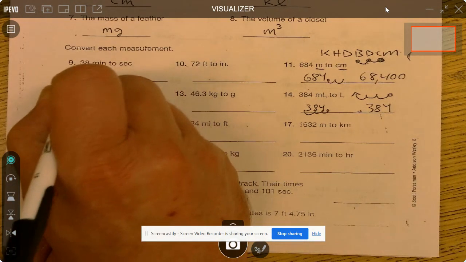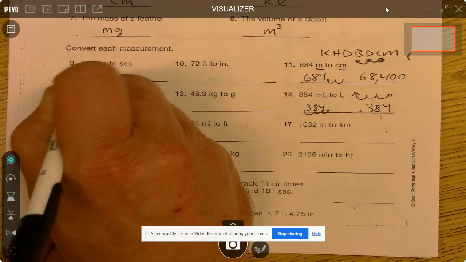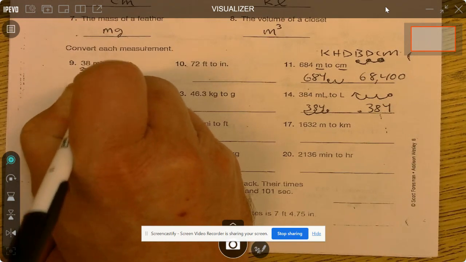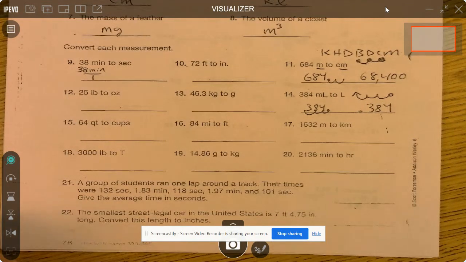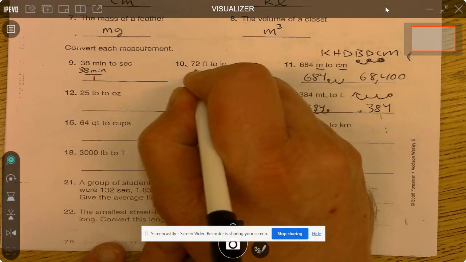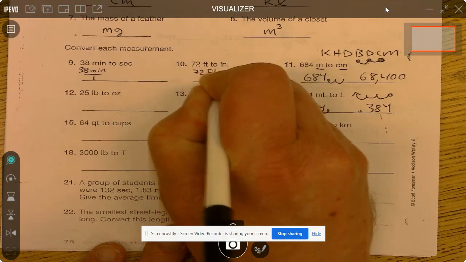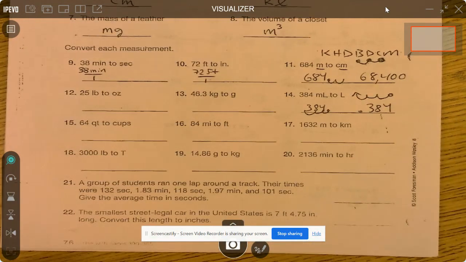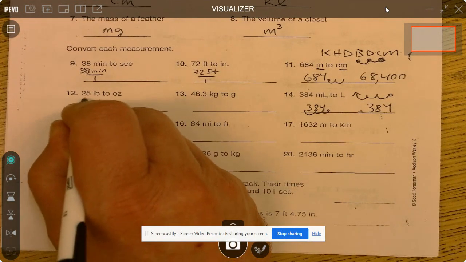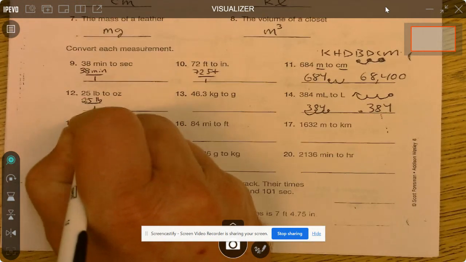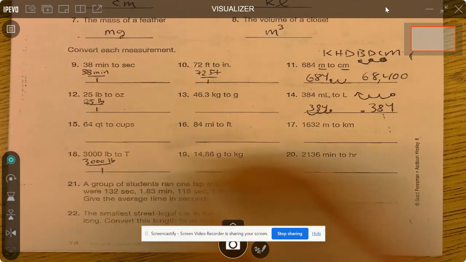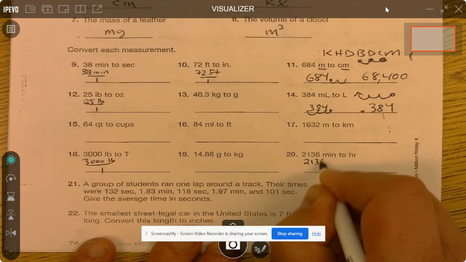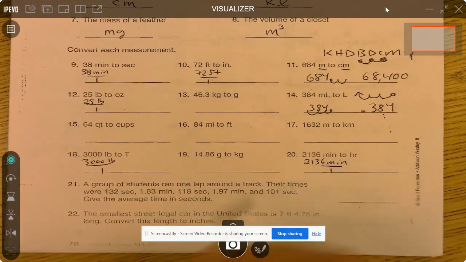So number 9 starts off like all the others are going to start off. 38 minutes over 1. We always write the word with it, and we write it over 1. The one next to it, number 10, would be 72 feet over 1. So we write the abbreviation and the number, and we always put it over 1. So get used to doing that. 25 pounds over 1. 3,000 pounds over 1. 2,136 minutes over 1. Okay?